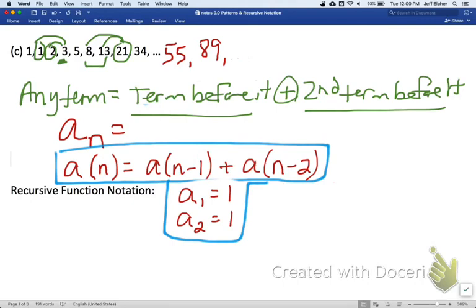I'd like to go right above here and finish this other notation because it's actually more common than using parentheses. This a sub n part right above the blue box would be a of n minus 1 plus a of n minus 2. So you can use subscripts to write this function, the Fibonacci sequence.